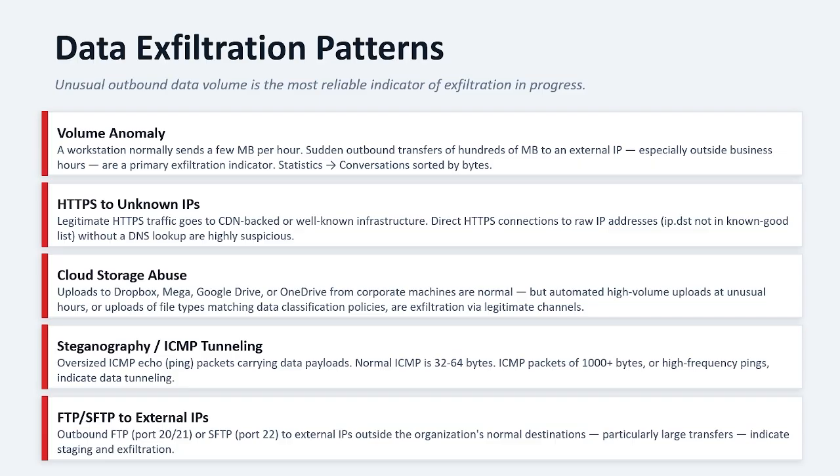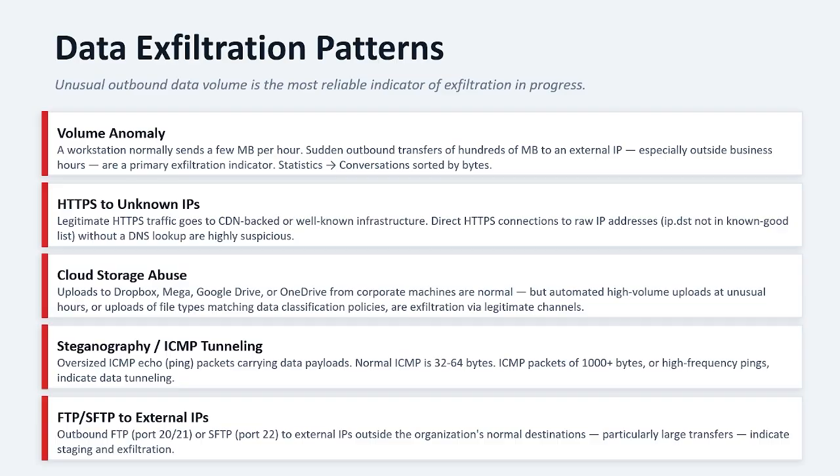So data exfiltration patterns. Volume anomaly. If a workstation normally sends a few megabytes per hour and suddenly it transfers hundreds of megabytes or even gigabytes of data to an external IP address, well, that's strange. There could be a legitimate business reason for it, but it could also be something to look into.